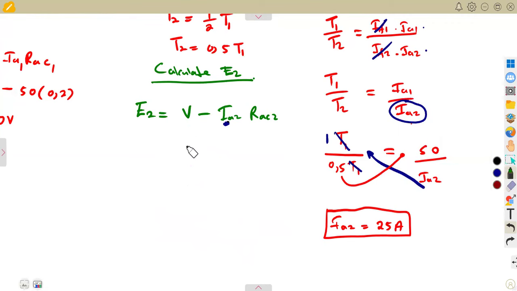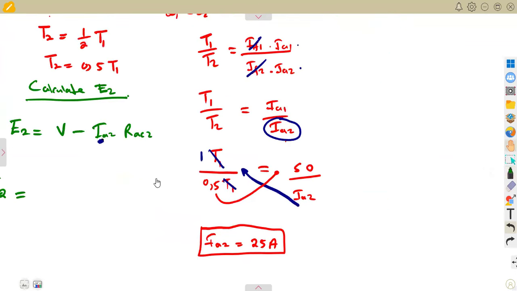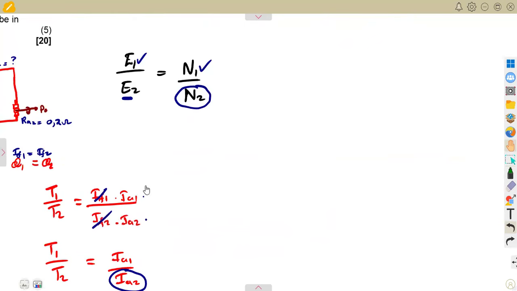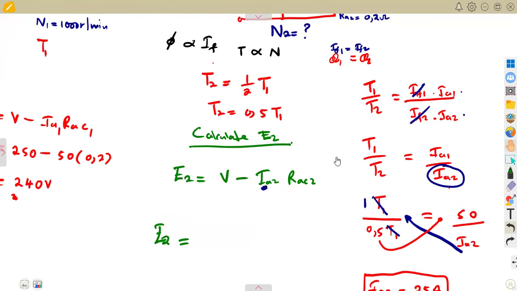Just leave it like that. Calculate the way that you are used to. Then we can calculate our E2, which is the missing value of our speed control formula. This is what we need there so that we calculate N2.